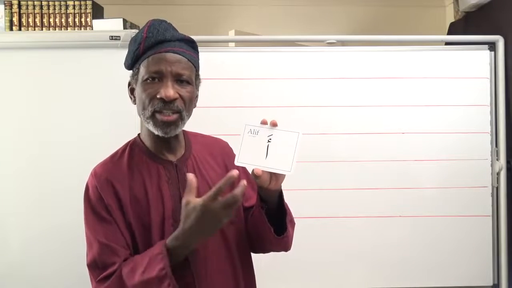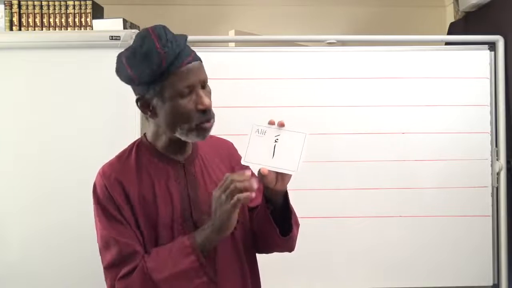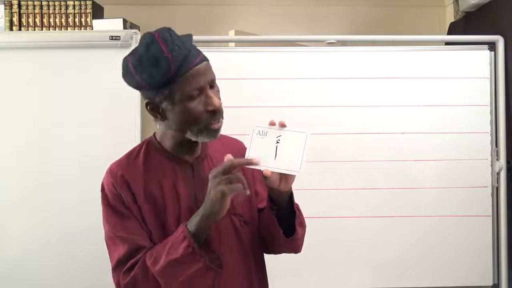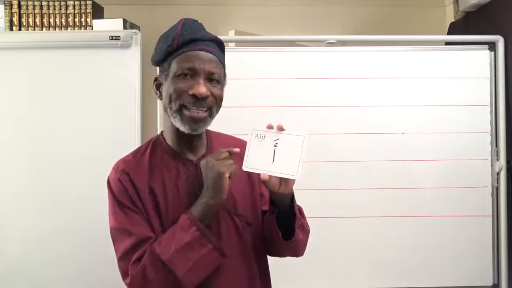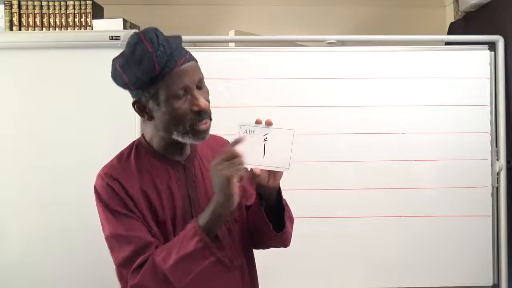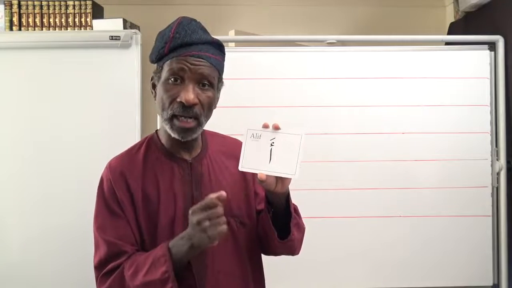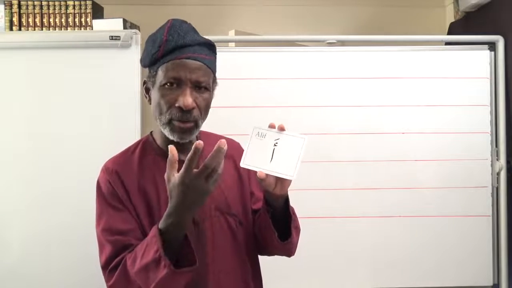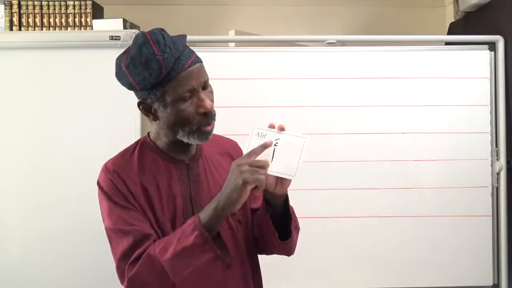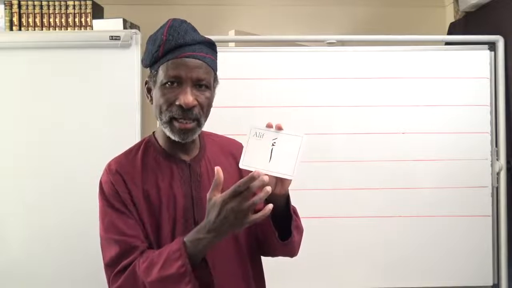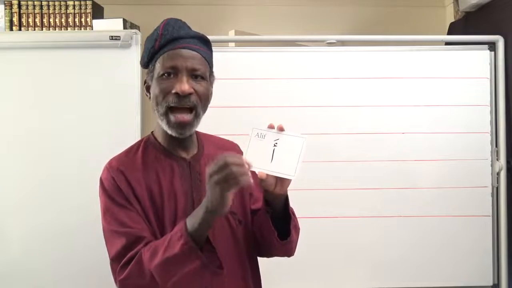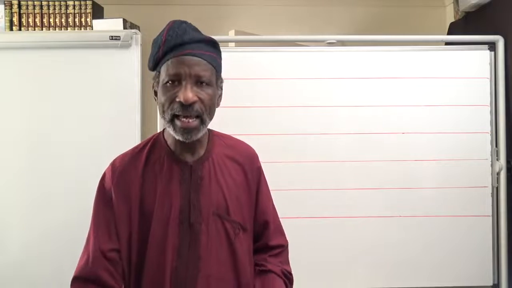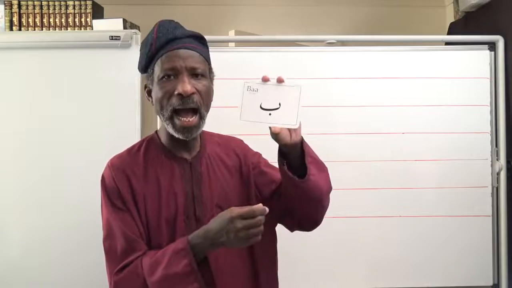The Hamza has no sound of its own. Wherever you see Hamza, all you need to do is go for the vowel that it's carrying. If it's carrying a Fatha, which is an A sound, simply say A. There is no particular sound, just a simple A. So Alif is the name of the letter, and then you look at the vowel and you pronounce it. That is Alif.